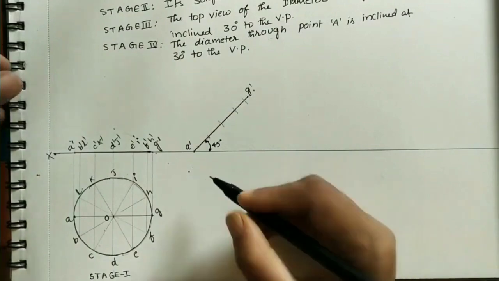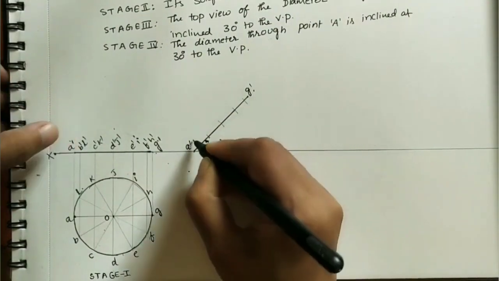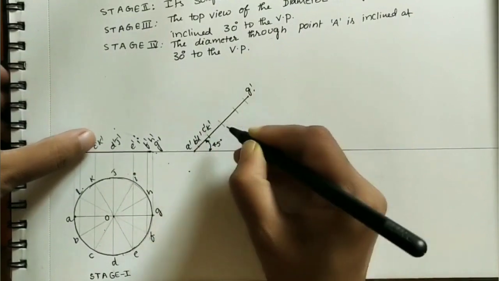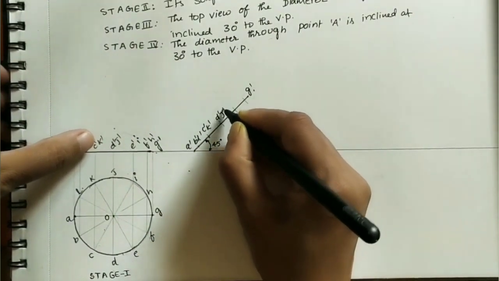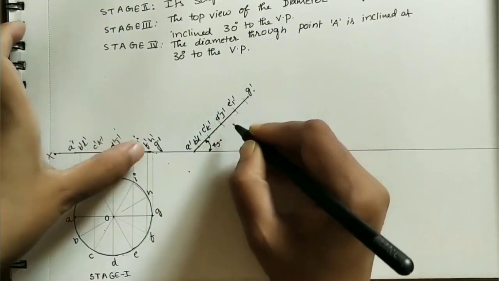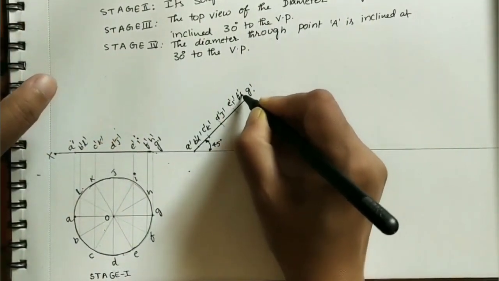Now give the names of intersection. First point is B dash, L dash. Next point is C dash, K dash. Next point is D dash, G dash. Next is E dash, I dash. Next point is F dash, H dash.